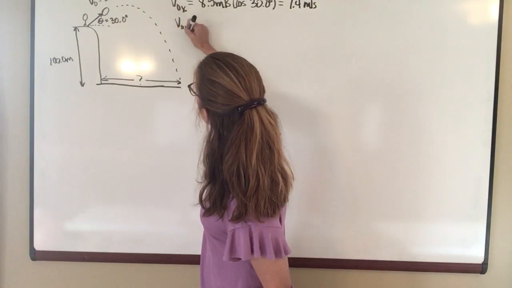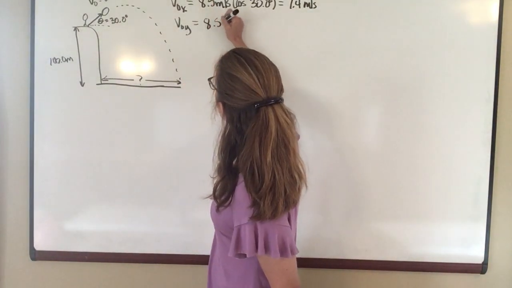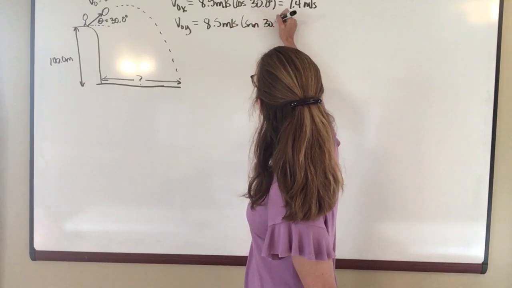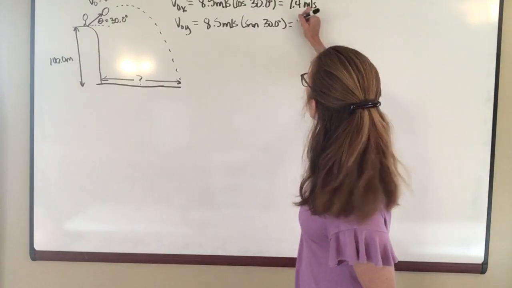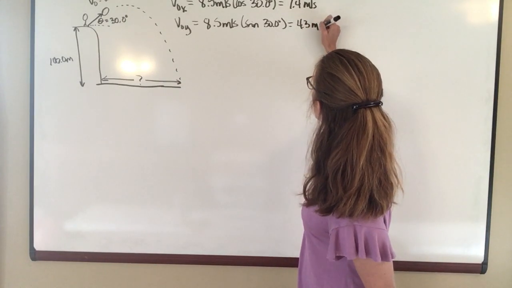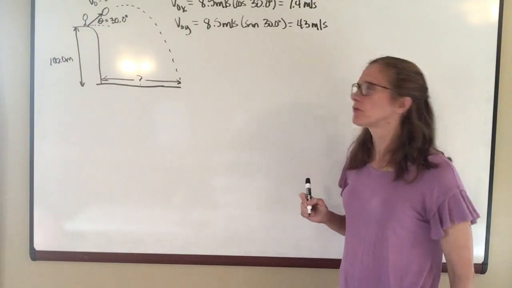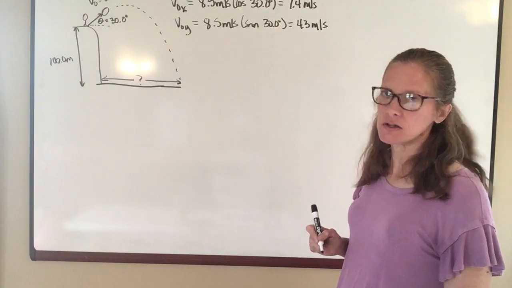If I calculate the initial velocity in the y direction, it's going to be 8.5 meters per second times the sine of 30 degrees. And that's going to give me 4.3 meters per second. 2 significant figures, because that's what I had in my initial velocity. Okay, so I know my initial velocity.